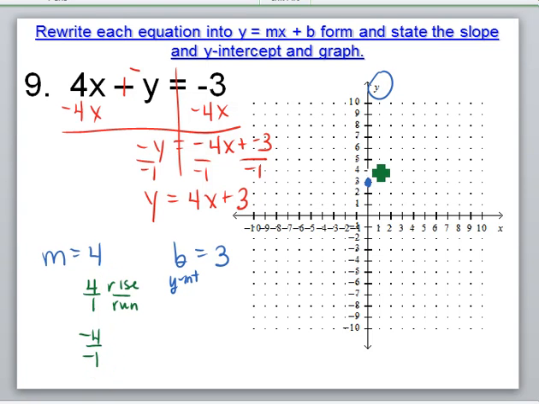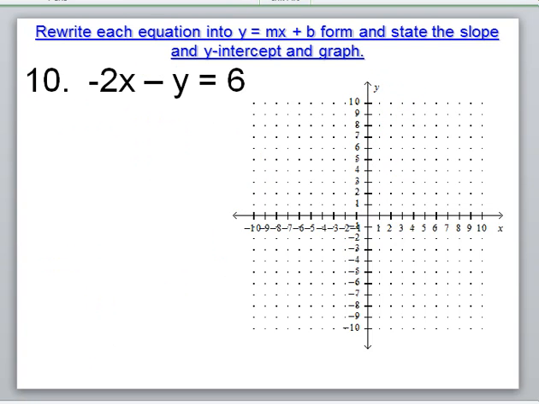So I could go up 4, 1, 2, 3, 4 over 1. Or I could go down 4, 1, 2, 3, 4 over 1. Notice how no matter what, I get a positive slope. Positive slope looks like this. That is climbing.